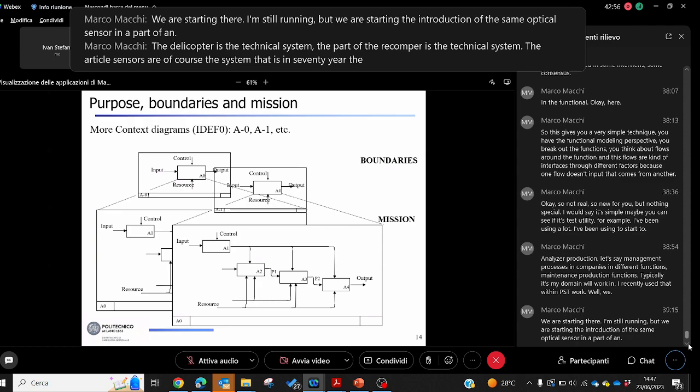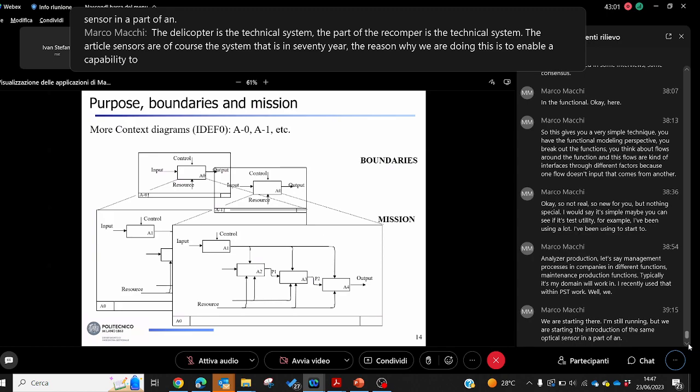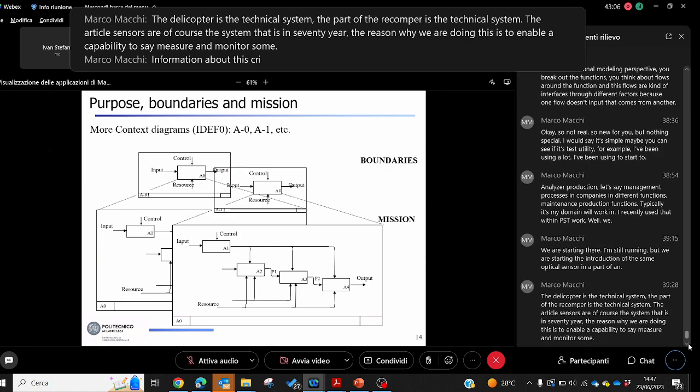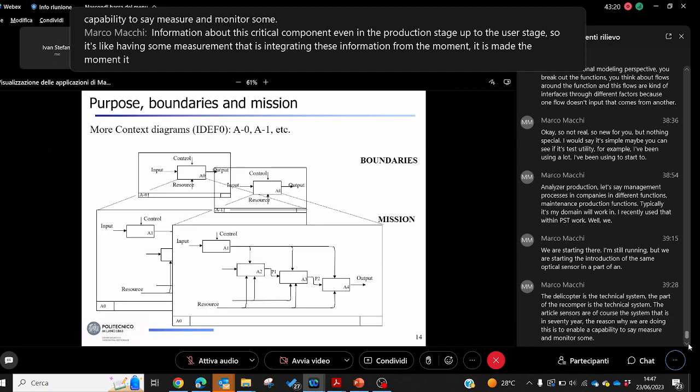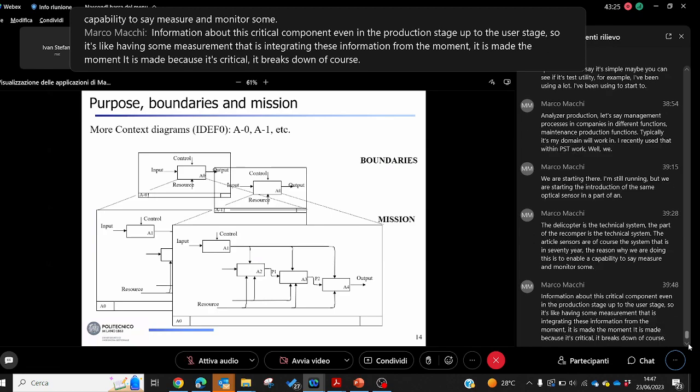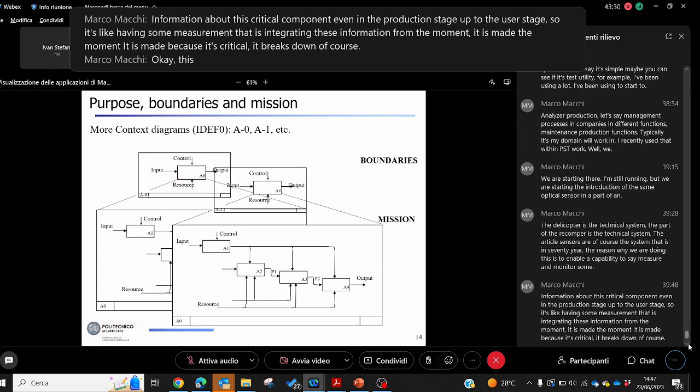The reason why we're doing this is to enable a capability to, let's say, measure and monitor some information about this critical component, even in the production stage, up to the user stage. So it's like having some measurement that is integrating this information from the moment it is made, the moment it is used. Because it's critical. If it breaks down, of course, the helicopter falls down. Okay? This is just to tell you the context.